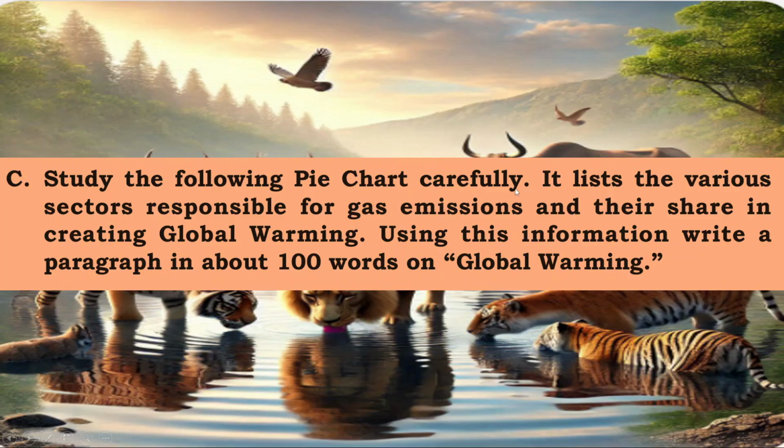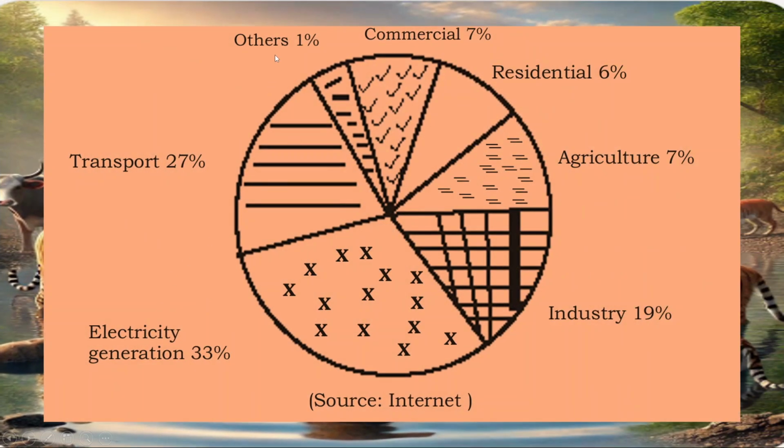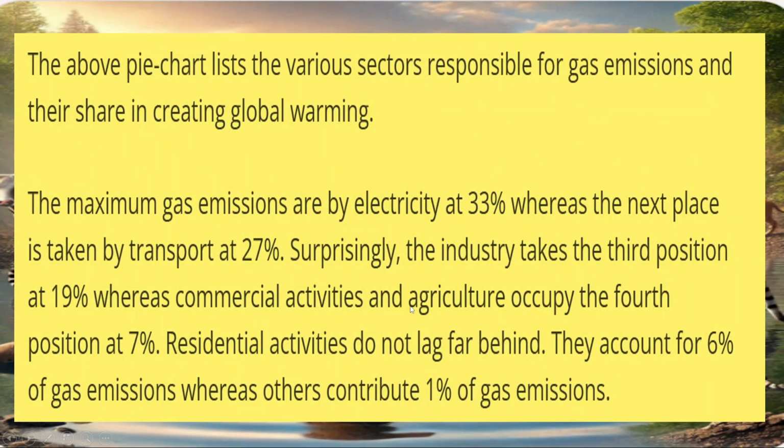Study the following pie chart carefully. It lists the various sectors responsible for gas emissions and their share in creating global warming. Using this information, write a paragraph in about 100 words on global warming. Commercial 7%, residential 6%, agricultural 7%, industry 19%, electricity generation 33%, transport 27%, others 1%. Based on this, we can make the sentences.